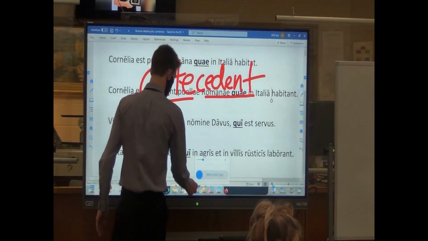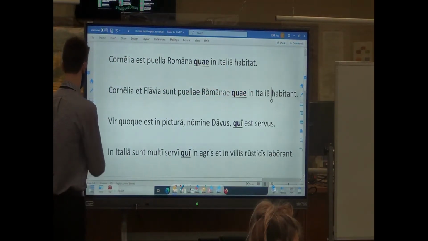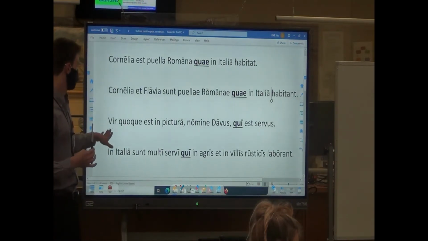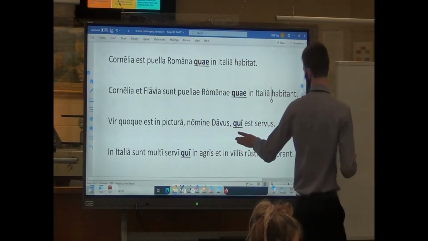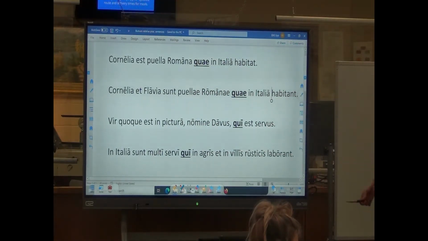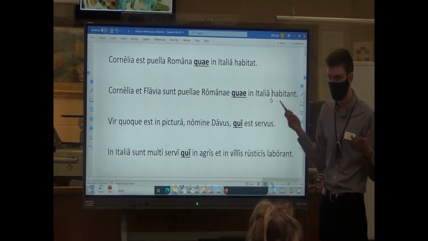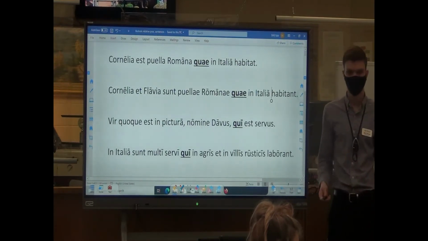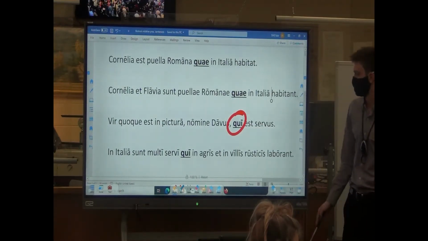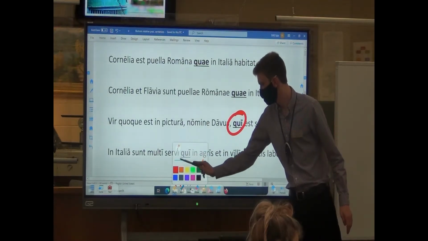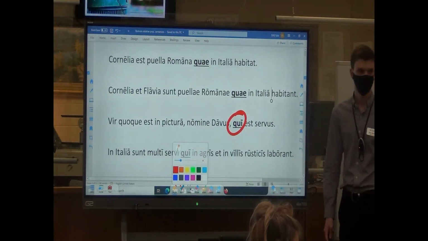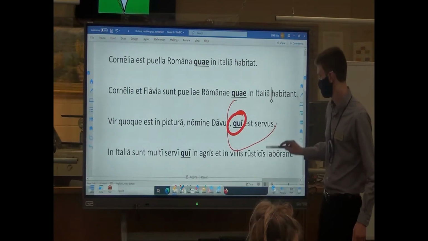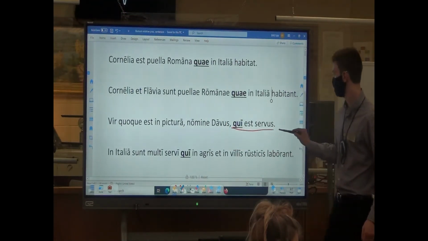Okay? So let's move on to the next one. I want you guys to just point out what the relative pronoun is. Quoque est pictor, nomine Gallus, qui est servus. What is our relative pronoun in this simple sentence that we learned in, I think, chapter 3? Or 2? No, 3. Qui. Right? Relative pronoun. And what is our relative clause? Qui est servus. Right. This is a relative clause.